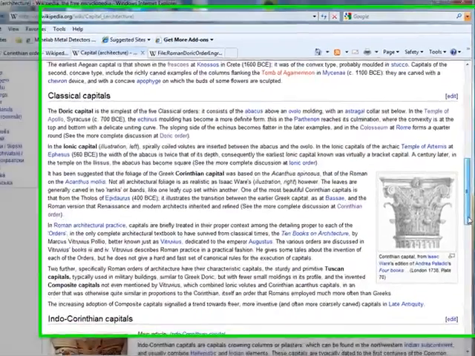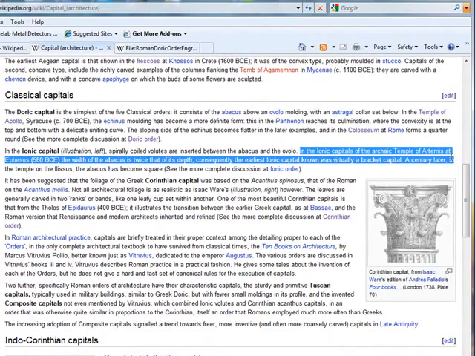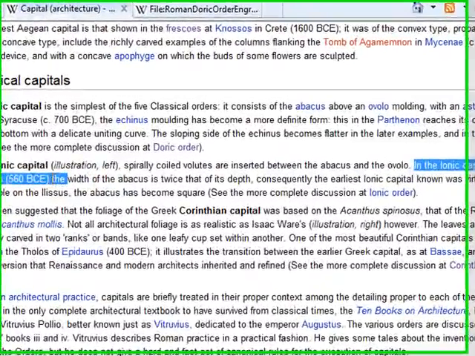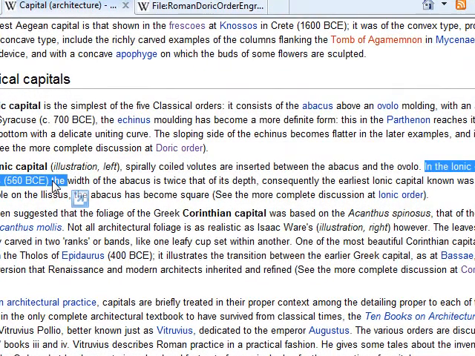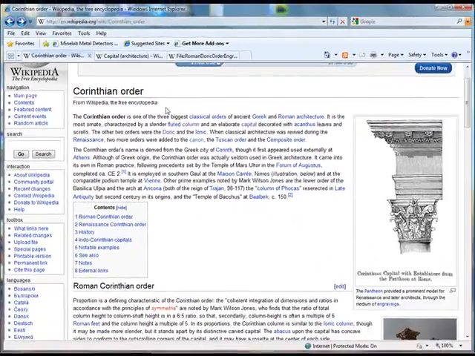This one says, in the Ionic capitals of the archaic temple of Artemis at Ephesus, 560 BCE. So we can date that. The oldest is Doric, the second oldest is the Ionic, and then you have the Corinthian capital. Now let's go to the Corinthian page.